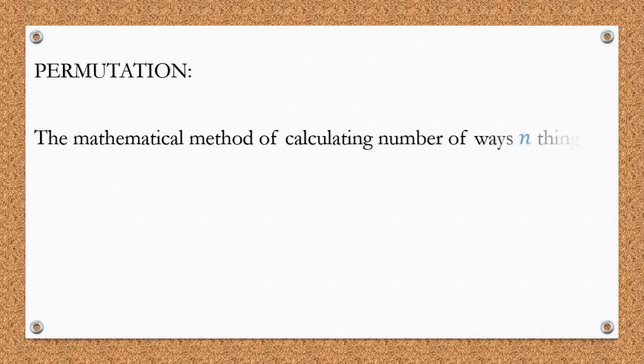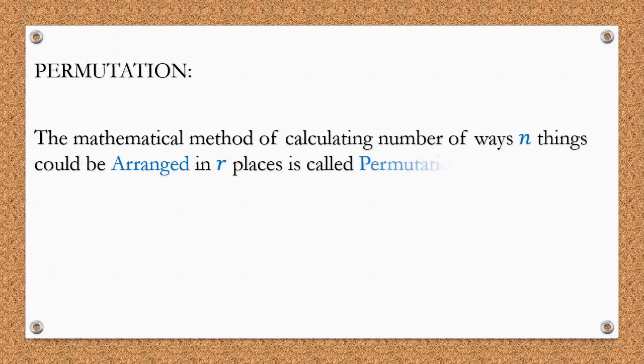Now, permutation. If I want to define it, the mathematical method of calculating the number of ways n things could be arranged in r places is called permutation. So the definition of permutation is that it is the mathematical method of calculating the number of ways n things can be arranged in r places. In our example, three friends are to be arranged in three places.